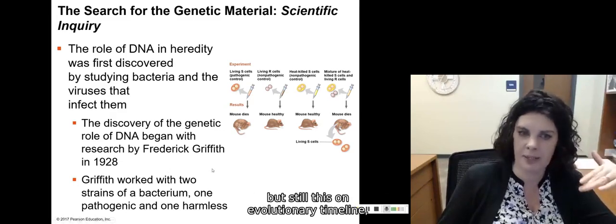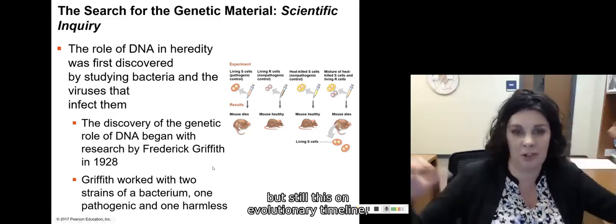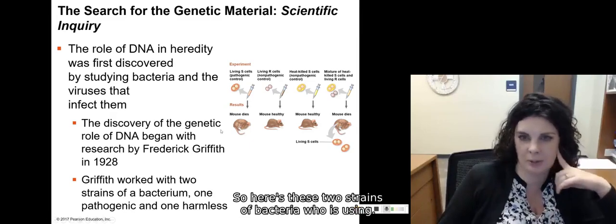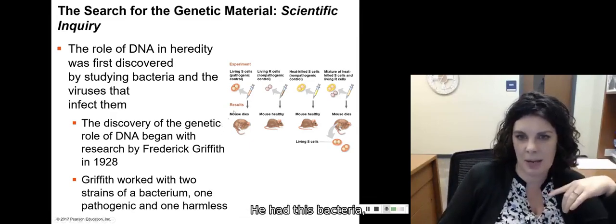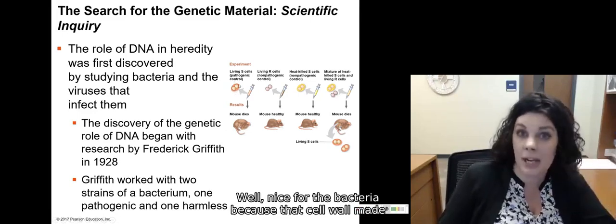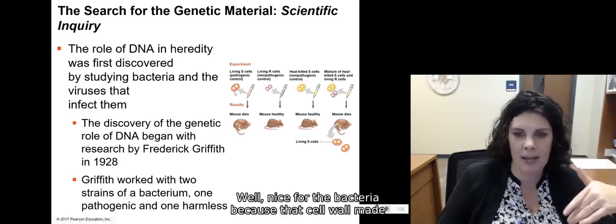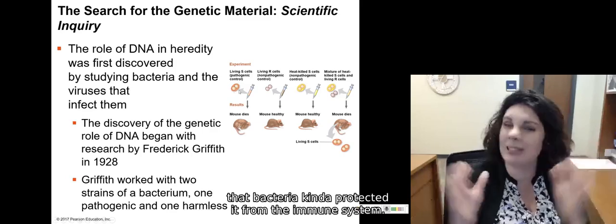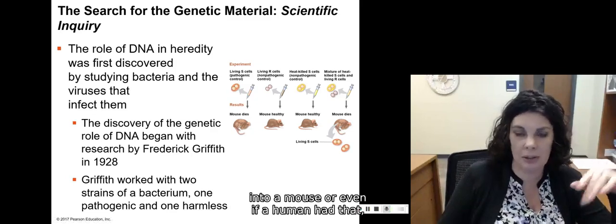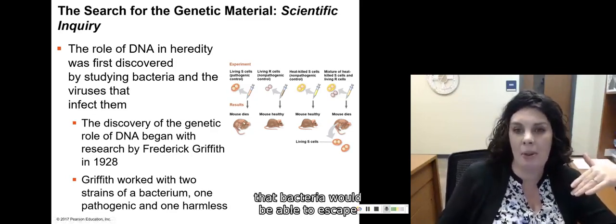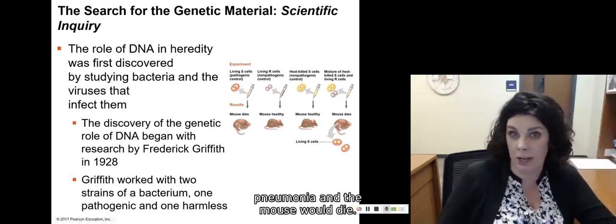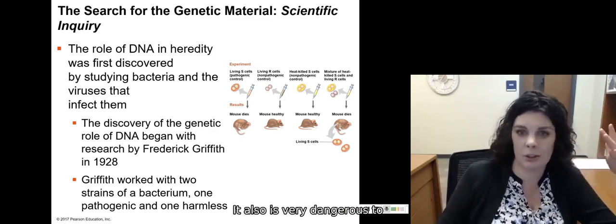So most of the people involved with this are not alive, but still, on an evolutionary timeline, this is not that long ago. So here are these two strains of bacteria he was using. He had this streptococcal bacteria, and it had this nice cell wall around it. Well, nice for the bacteria, because that cell wall protected it from the immune system. So if that bacteria was injected into a mouse, or even if a human had that bacteria, it would be able to escape your immune system and cause pneumonia, and the mouse would die.